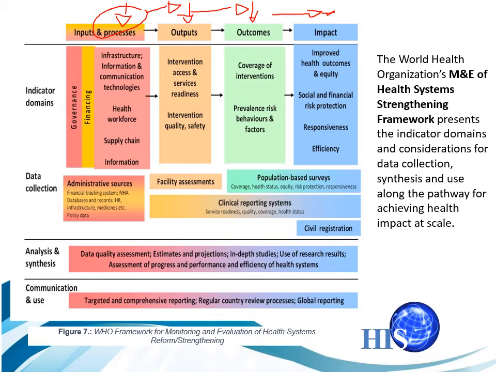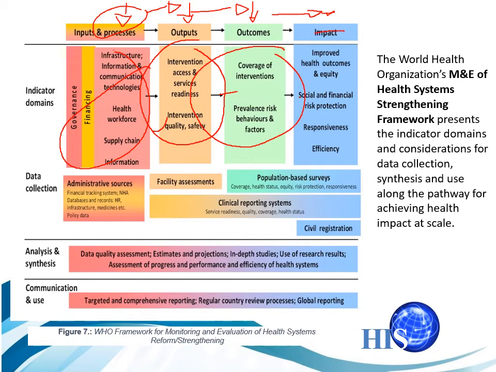Okay, so input is basically what you put into the system. These are your resources. Output is what happens to those resources. Outcomes is what happens to the community. And impact is the long-lasting effect of what happened to the community due to your project.